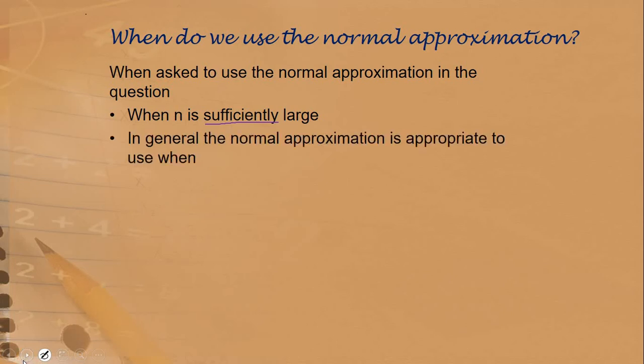In general, however, it's appropriate to use the normal approximation when n times p is greater than 5, and n times 1 minus p, the probability of failure, is also greater than 5. But again, really, you do this when you're told to use the normal approximation.